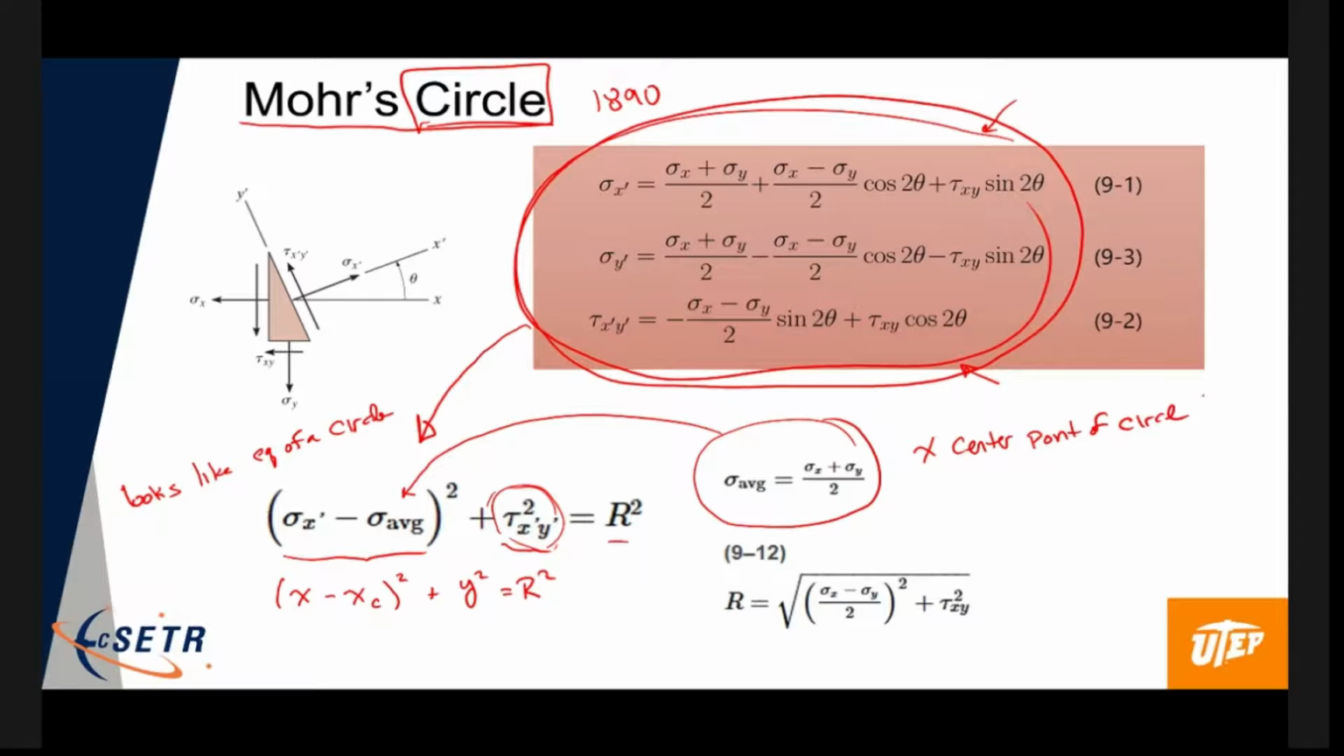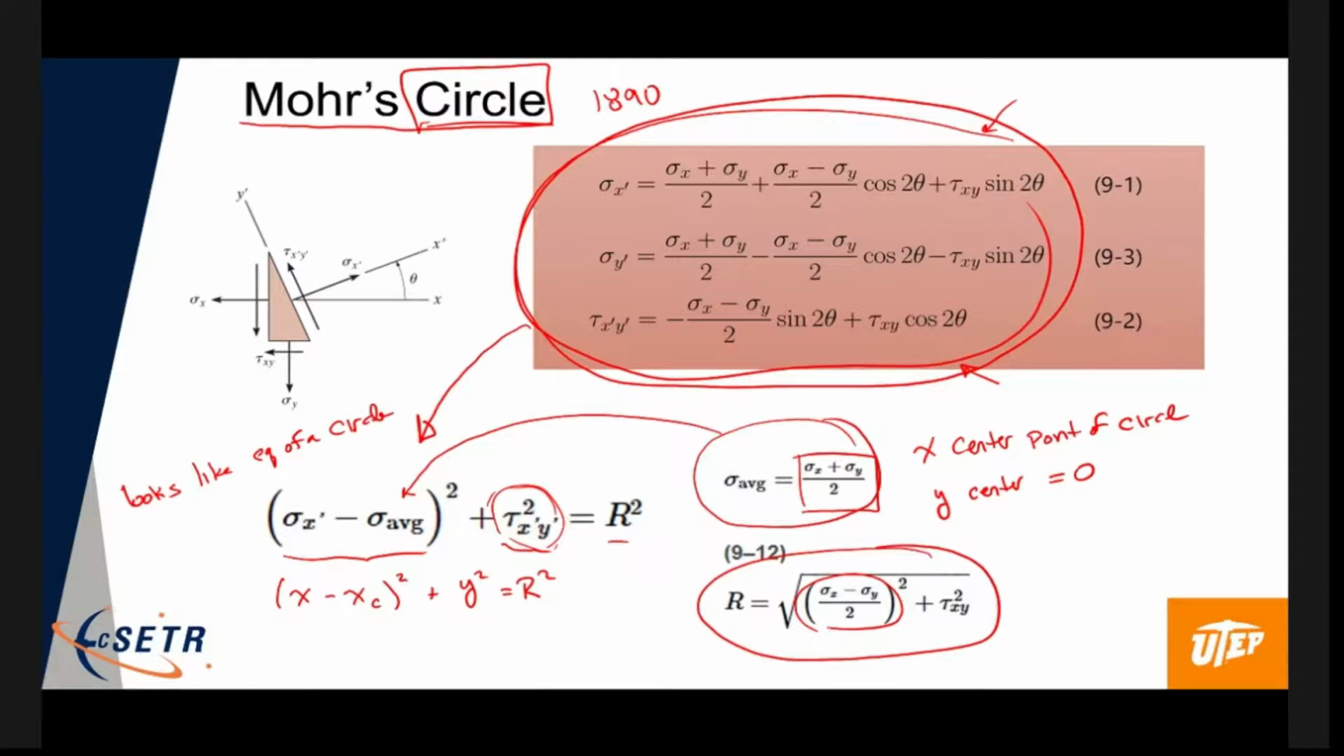All right. Obviously, the y center point is 0. So it sits right on the x-axis. And this is the radius of the circle, okay? And what do we have here, right? Well, if you look at this, this is the average of the normal stresses. And right here, we have the difference of the normal stresses over 2, right? So that's what you get.